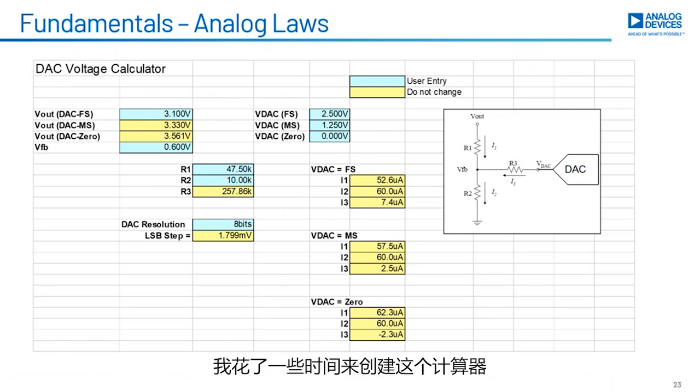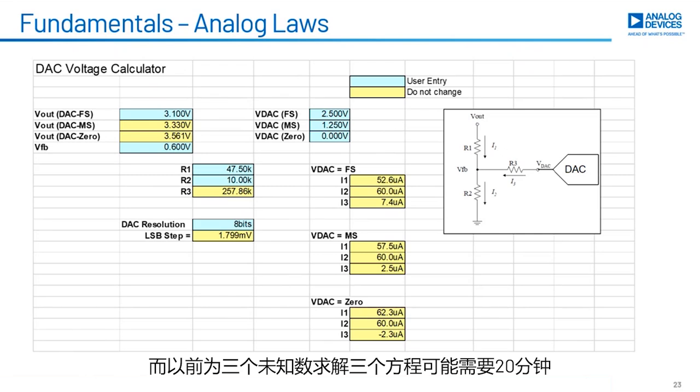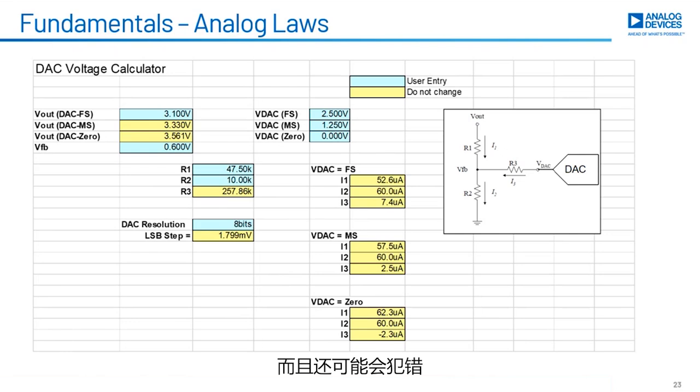And so I spent the time to create this calculator. Now I can get the answer in a minute, where before solving three equations and three unknowns might take 20 minutes, and I might make a mistake. You never know. So this is a much more expedient way to get the answer. And once it's debugged, it's right every time.